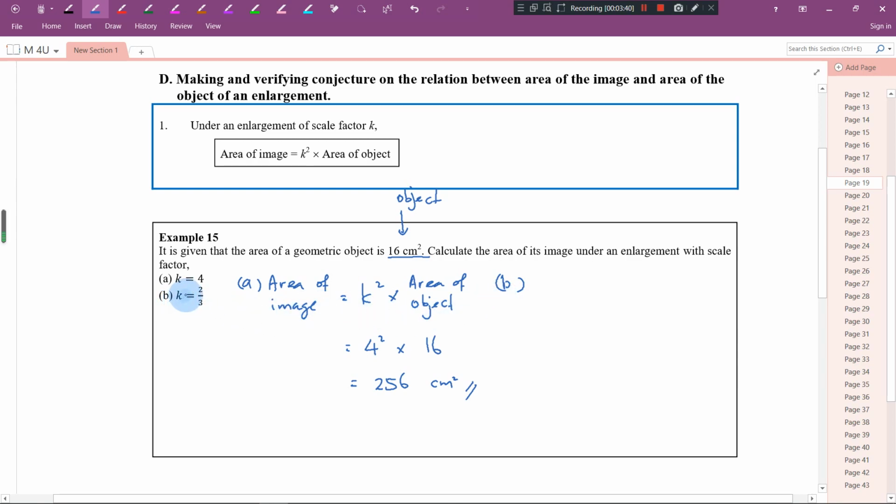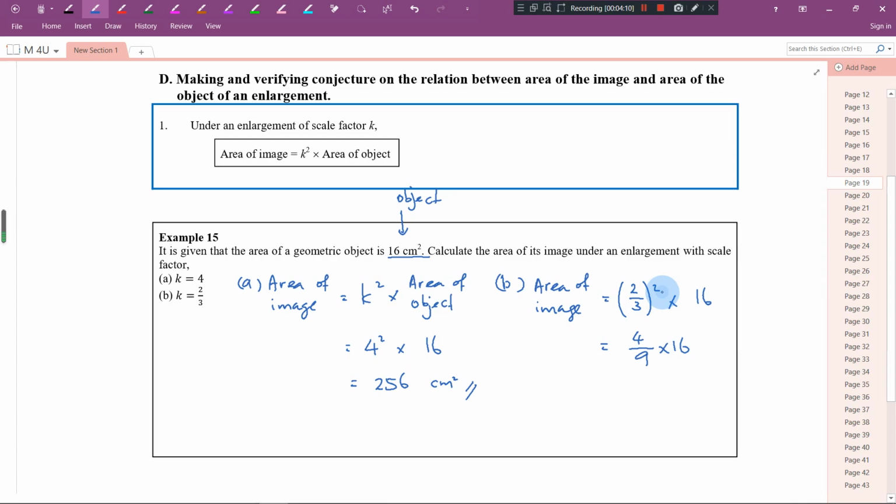Now this time the scale factor is equal to 2 over 3. Area of image is equal to K squared. Remember, square the scale factor. So 2 over 3 squared times the area of object, 16. So this will give you 4 over 9. 4 over 9 times 16. So the area of the image is 7 and 1 over 9 square centimeters.